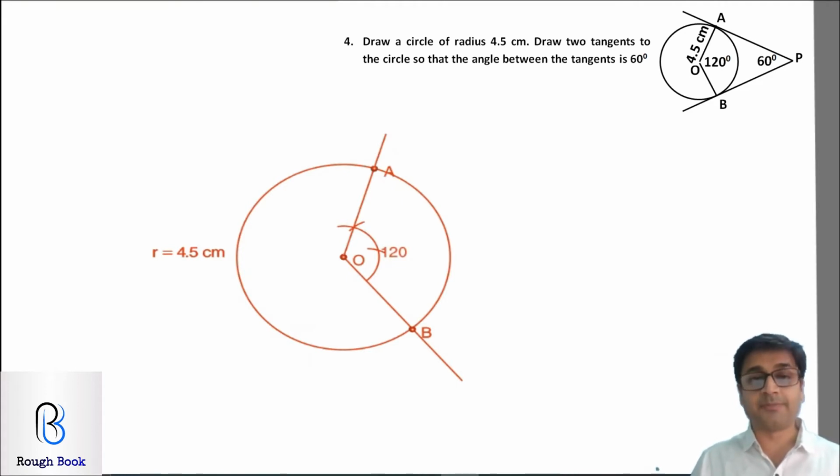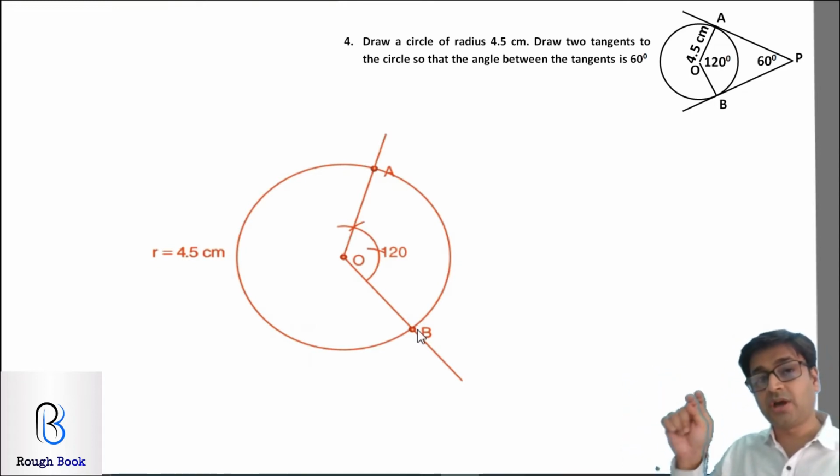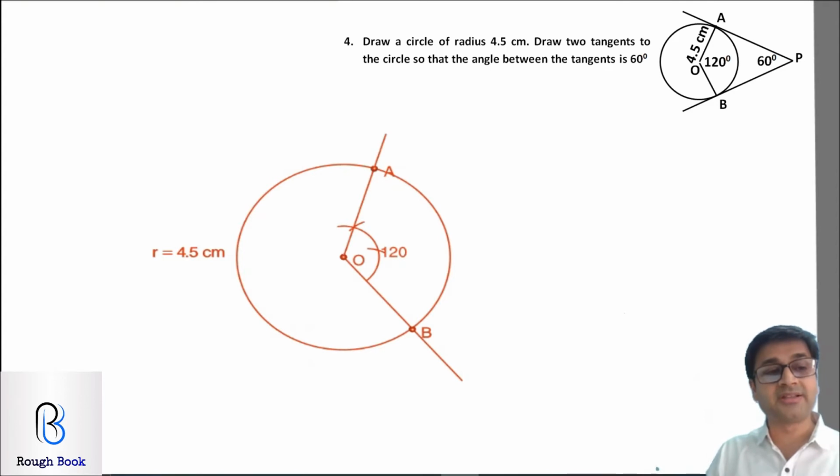Now the next part: how will you draw tangents from A and B is what we need to know. We know that angle OAP is going to be 90 degrees. So I need a 90 degree from A and a 90 degree from B. How to draw 90 degrees? Cut one entire 180, and then from 0 and 180 cut two more arcs. Wherever they intersect, if you join it with that particular point, automatically what you get is a 90 degree. Let's see how to work it out.